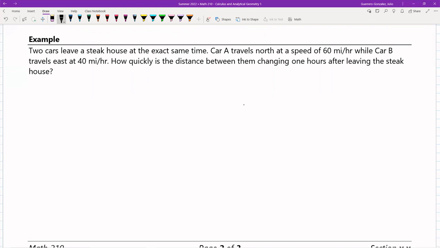I'm going to do step one here. Step one is just to draw a picture. Believe me, it might sound a little corny, but it'll help. So here's my picture. I'm just going to draw an X and Y axis. Here's the steakhouse.